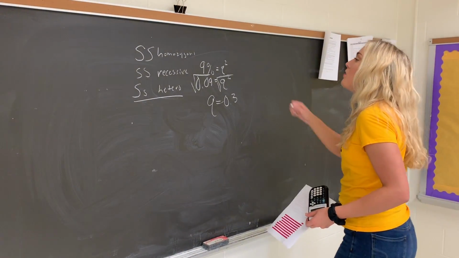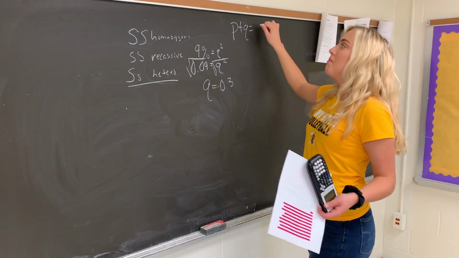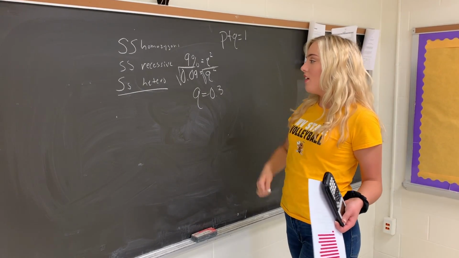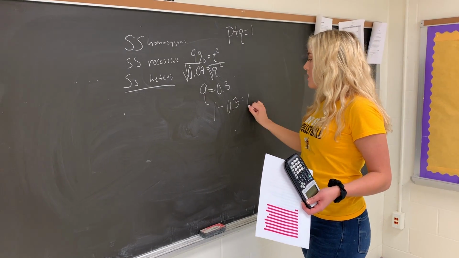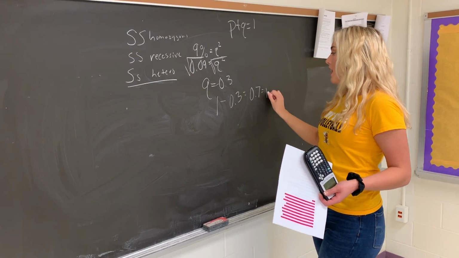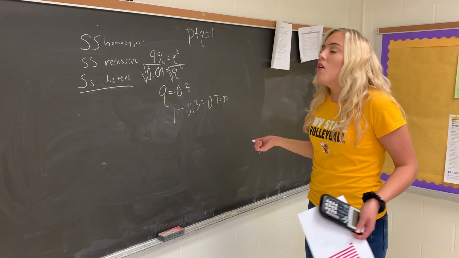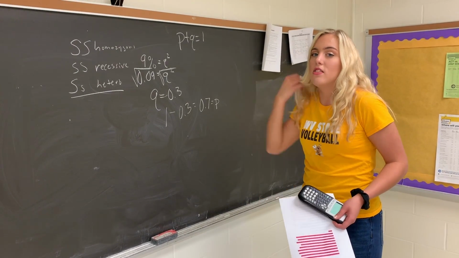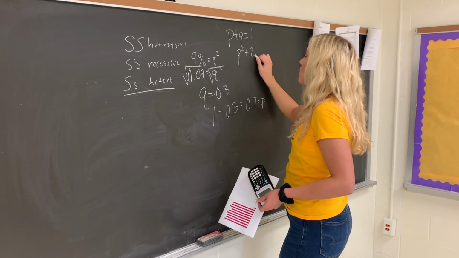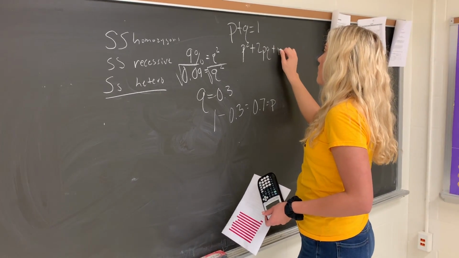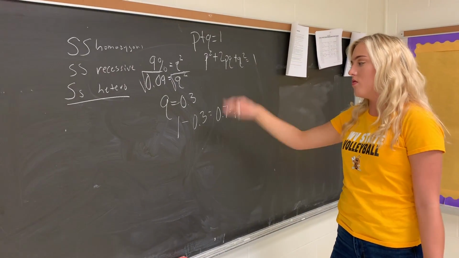Now we can find P because we know that the basic formula for allele frequencies is P plus Q equals 1. So we do 1 minus 0.3, which gives us 0.7 as our P, or dominant allele. Now that we know both P and Q, we can plug them into the genotype equation, which is P squared plus 2PQ plus Q squared equals 1. We're trying to find the heterozygous one, but we can still solve it anyway.